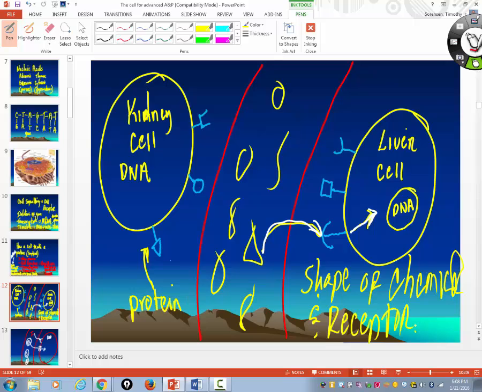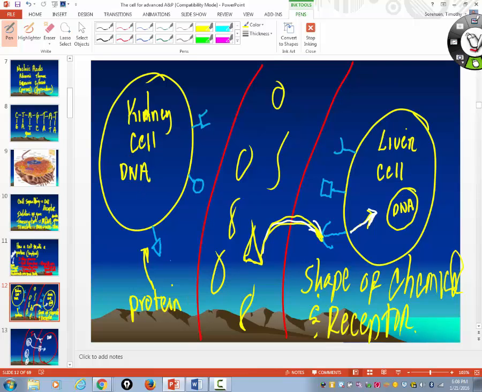So watch. I'm making this up. There's a bunch of chemicals in the blood. This chemical right here can influence this liver cell. When this chemical from the blood binds to this protein receptor on the surface of a liver cell, it's going to tell the liver cell to start making a protein. At this point, who cares what the protein is? Are you with me? So what kind of protein is a liver cell going to make? A liver protein. Say yes. So should a kidney cell ever produce a liver protein?